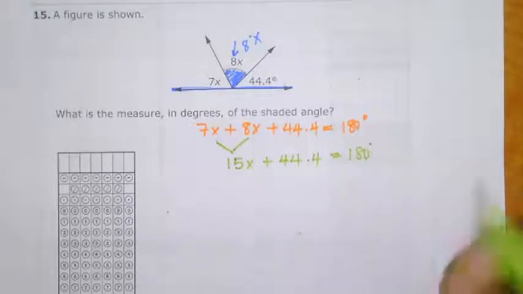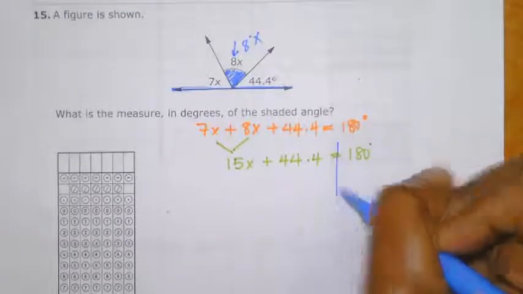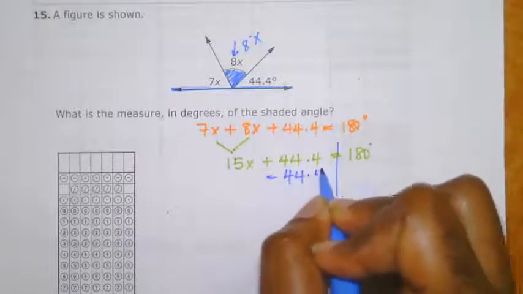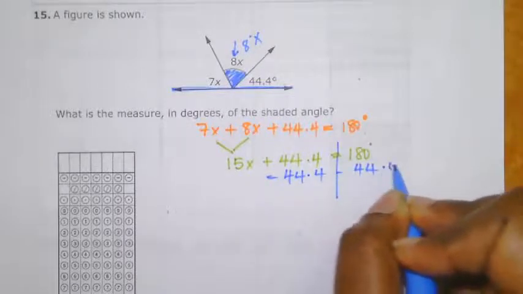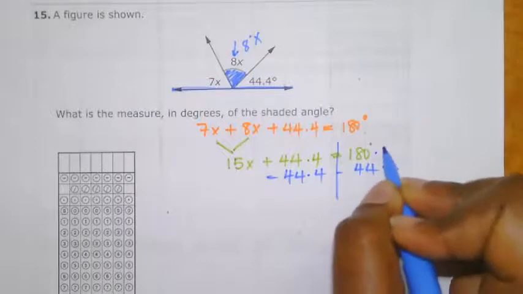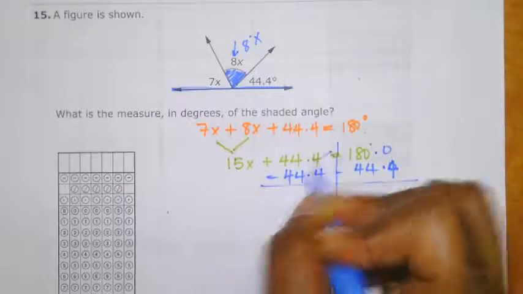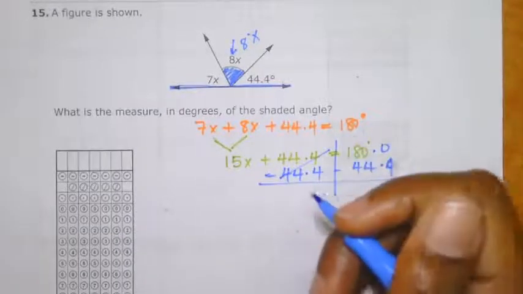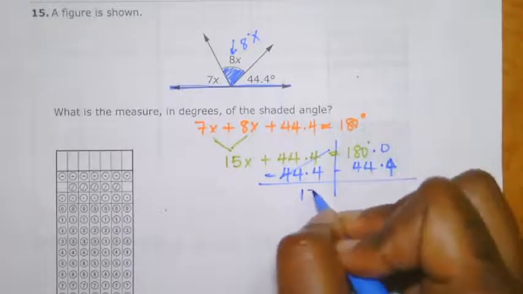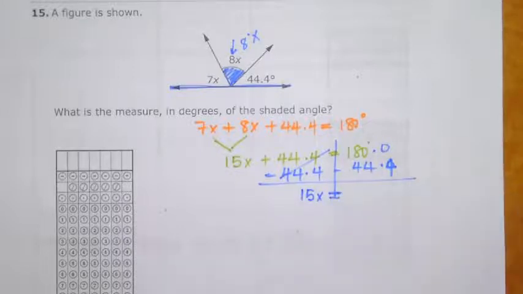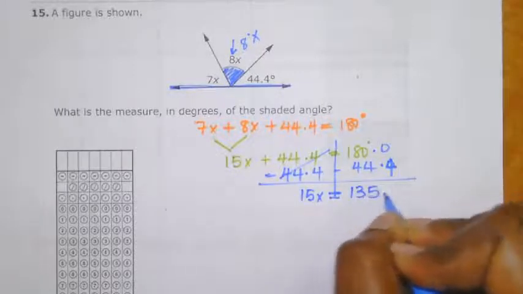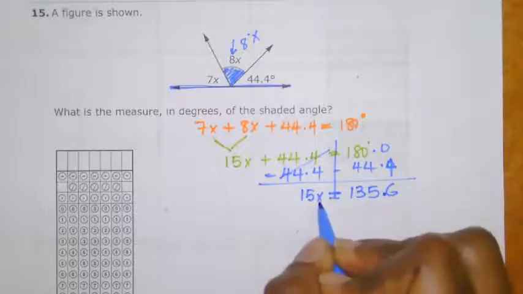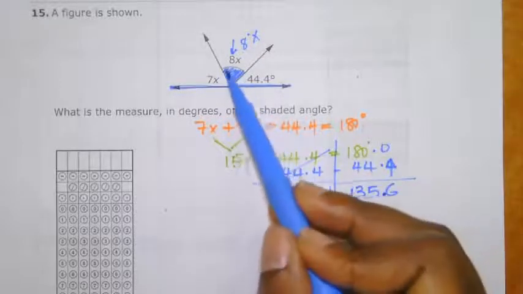From here, this is a two-step equation, so I'm going to solve. I'm subtracting 44.4 from both sides. And I can put a 0 for placeholder there. This goes. So that means all I have remaining here is 15x equal to 180 minus 44.4, which gives us 135.6. So remember, I'm trying to find the value of x in order to know exactly what the angle is here, which is the shaded amount.